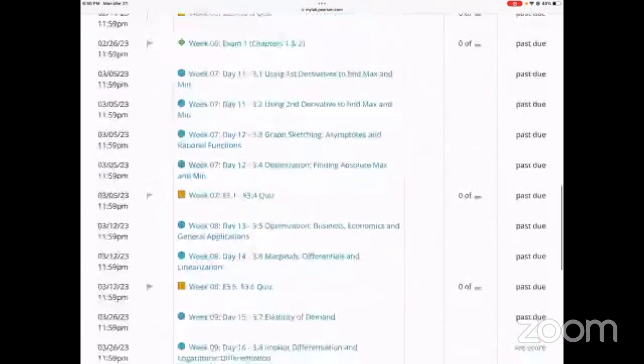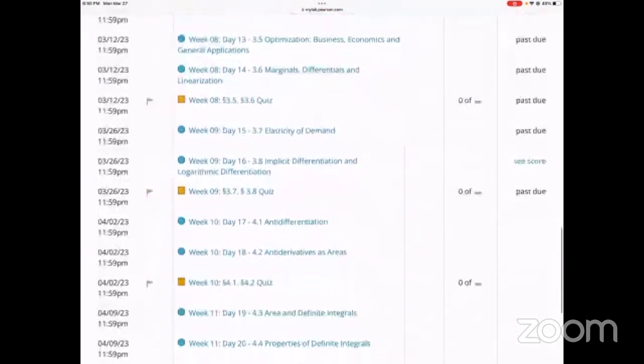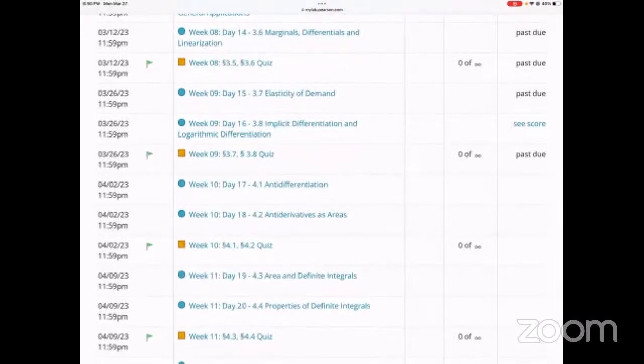Where is it? Okay, right here. Okay, let's work on anti-differentiation. Week 10.